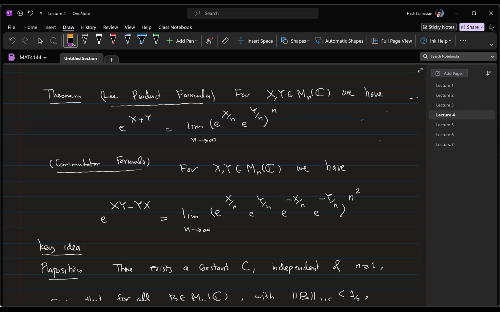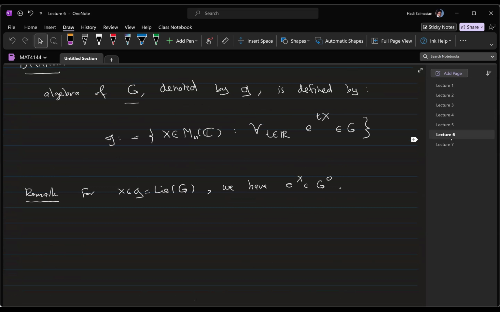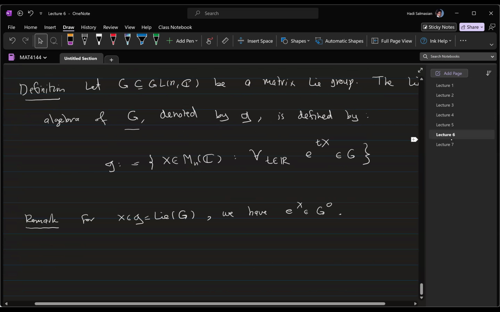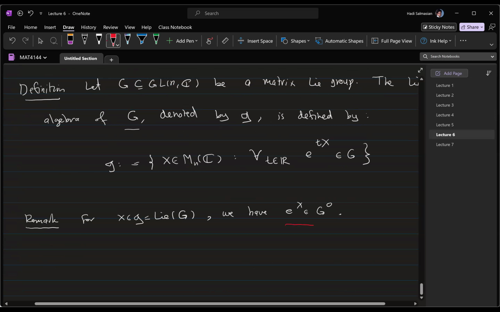All right, so now back to the goal today. The first thing is to show that what we have, this g, is indeed a Lie algebra. Now, remember, last time I also mentioned that this g only depends on the connected component of identity, because e to the tx belonging to G is equivalent to e to the x belonging to G naught, the connected component of identity, because this is a path from identity to e to the tx.